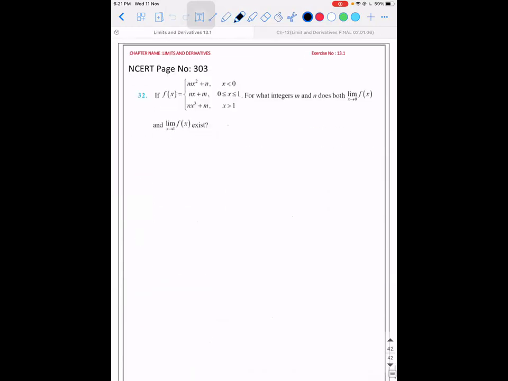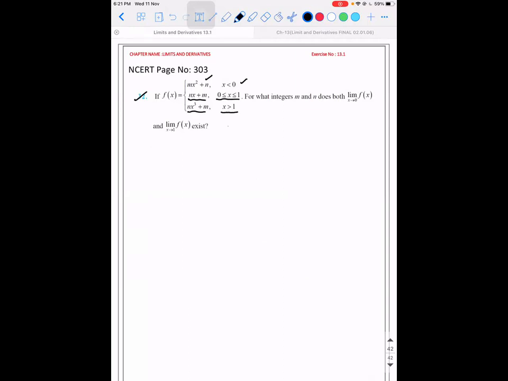Completed. Yeah. Now listen. 32nd question is, if f of x is equal to mx square plus n when x is less than 0, nx plus m when x is between 0 to 1, nx cube plus m when x is greater than 1. For what integers m and n does the limit x tends to 0 f of x and the limit x tends to 1 f of x exist?